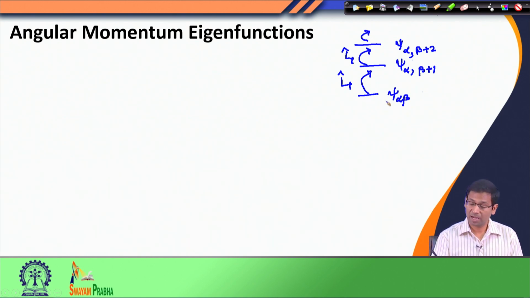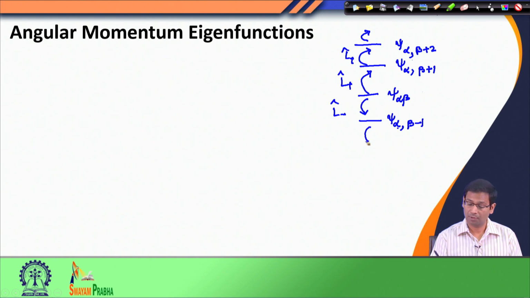Similarly, if I had applied the L minus operator instead of the L plus operator, it is very easy to show. I would encourage you to do this exercise for yourself. You would see that when I apply the L minus operator, I get psi alpha beta minus 1, and one more application of the L minus operator gives me psi alpha beta minus 2.